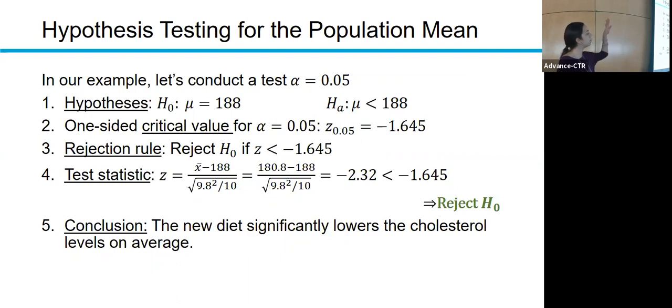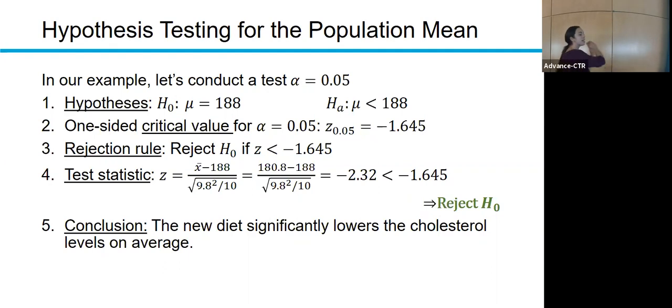So this is us going through all the steps for this hypothesis test. We've actually gone through most of these steps already. We found that the test statistic was negative 2.32. And as I mentioned, our critical value for this significance level is negative 1.64. Since our rejection rule was that we were going to reject the null hypothesis whenever our test statistic was less than the critical value, the result of this hypothesis test is that we're going to reject the null. And you can see this in step 4, that negative 2.32 is less than negative 1.645.